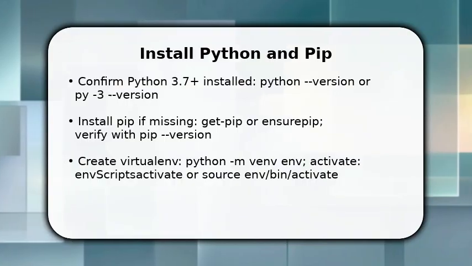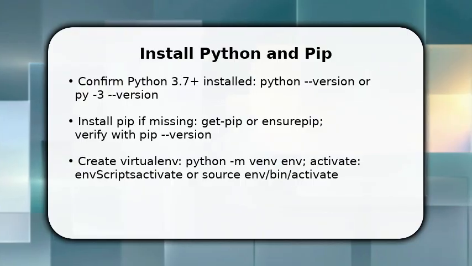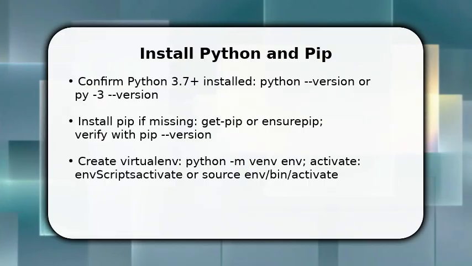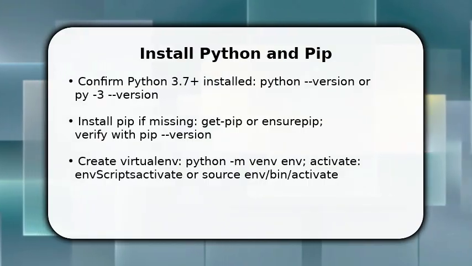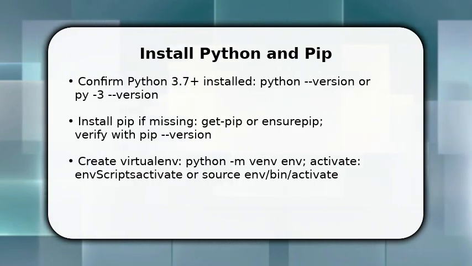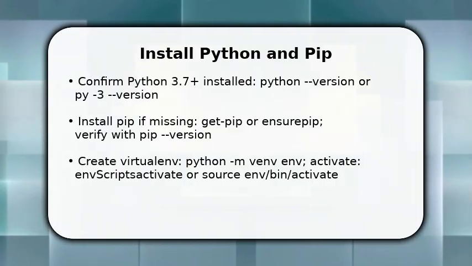You'll type python -m venv env, then activate the env. On Windows, use env/Scripts/activate. On macOS/Linux, use source env/bin/activate. This prepares a clean workspace for Turtle and related packages. It prevents system Python changes and simplifies troubleshooting later.